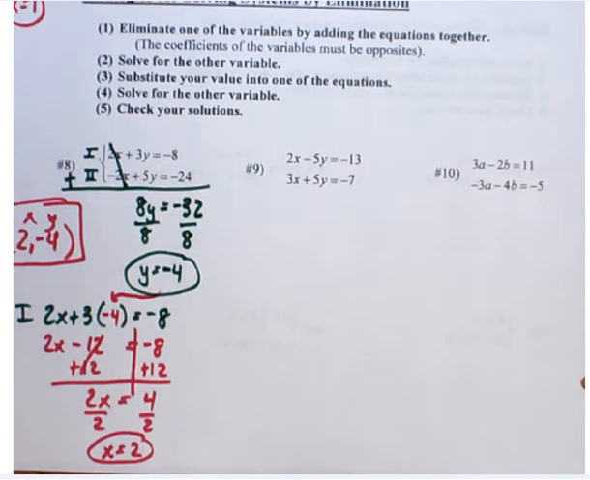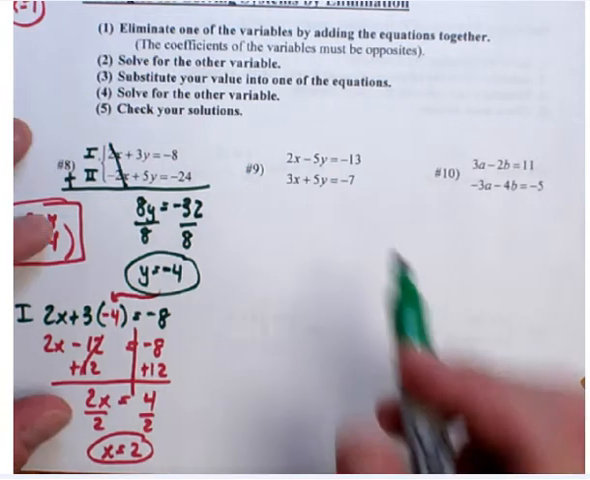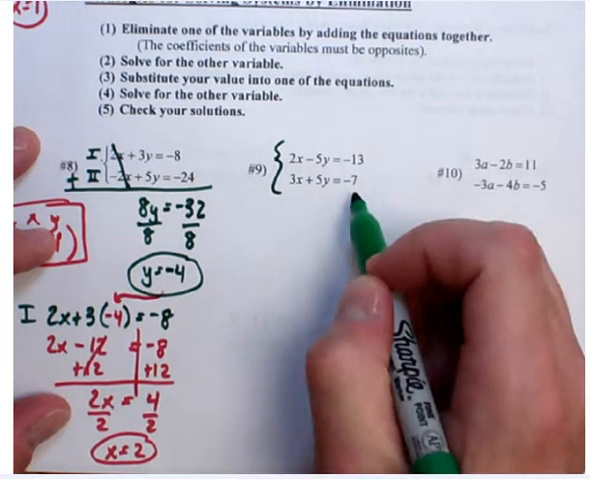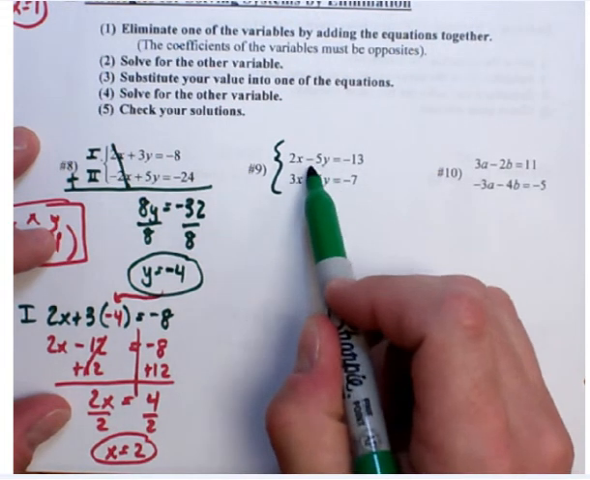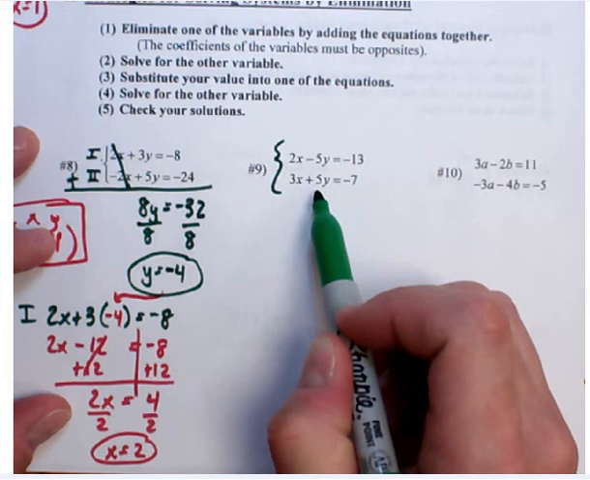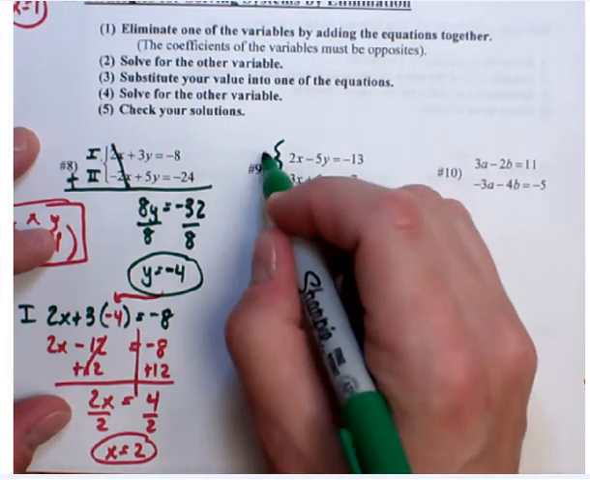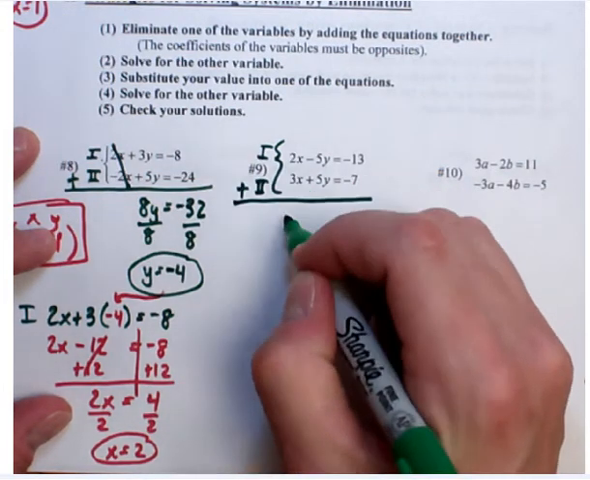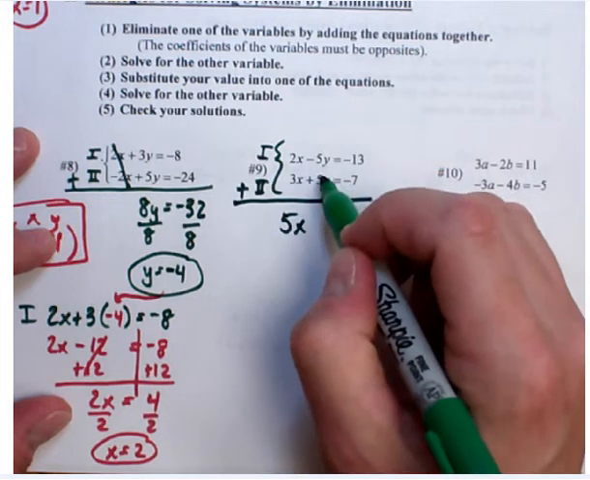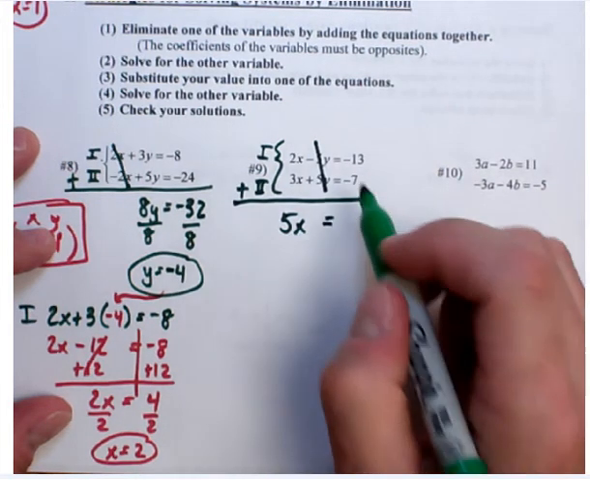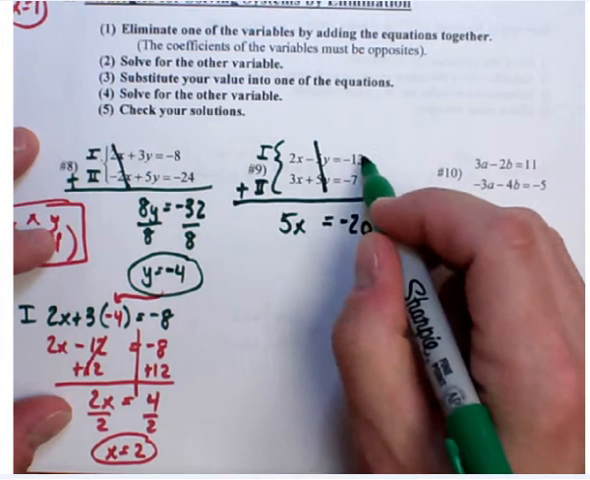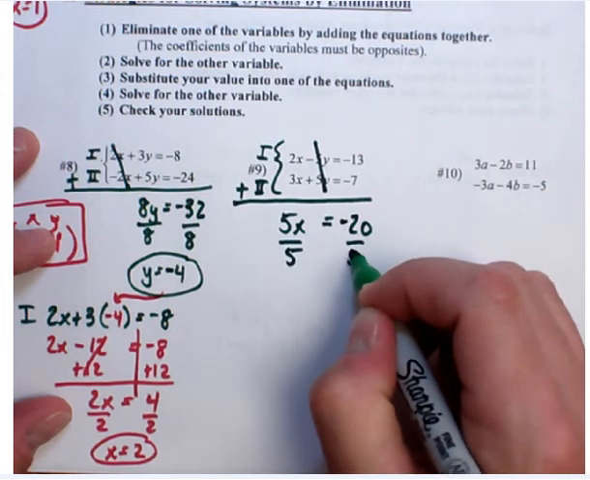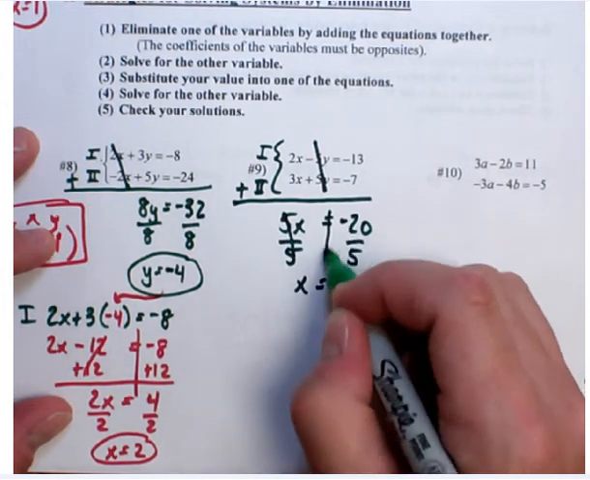Alright, so number 9, if you check out the two equations, we've got 2x minus 5y equals negative 13, 3x plus 5y equals negative 7. Look at the y's. This time the y values have opposite coefficients. Negative 5y, positive 5y. So what we're going to do, we're going to add the two equations. 2x plus 3x is 5x. Negative 5y plus 5y is 0 equals negative 13 plus negative 7, that's negative 20. We can solve it. Divide by 5, divide by 5. We get 1x equals negative 4.